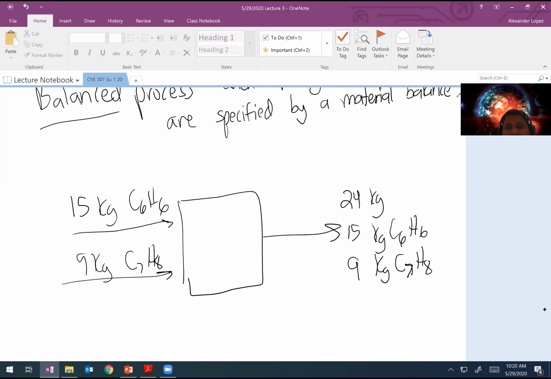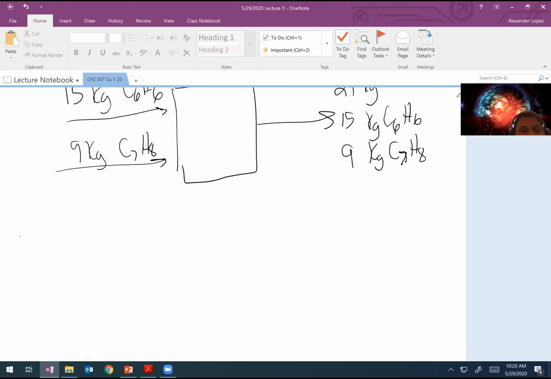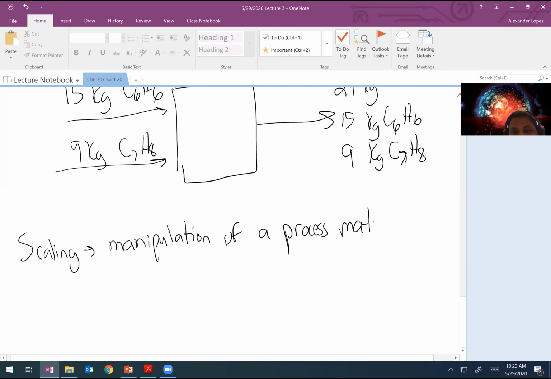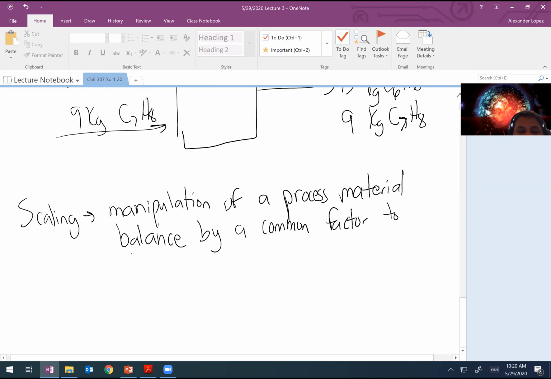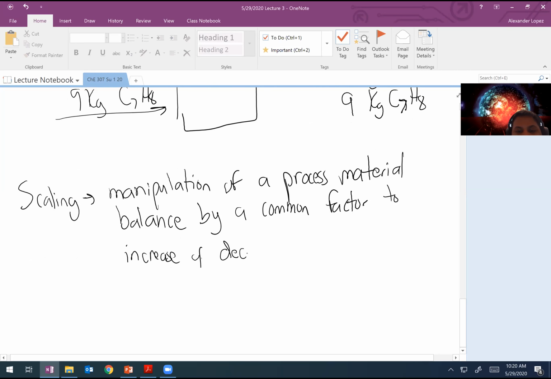What we've done is simply scaled the process, which is essentially multiplying the overall process by a common factor to either inflate numbers or increase production if this was a chemical process, or deflate or lower production. So I can call scaling manipulation of a process material balance by a common factor to increase or decrease amounts and/or flow rates.